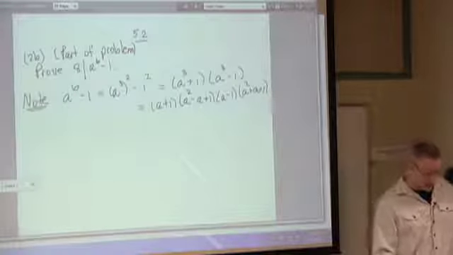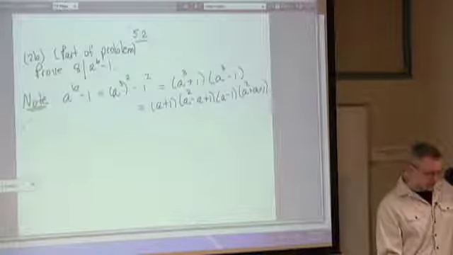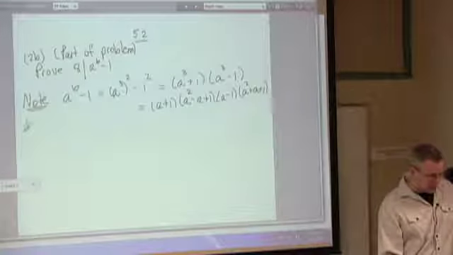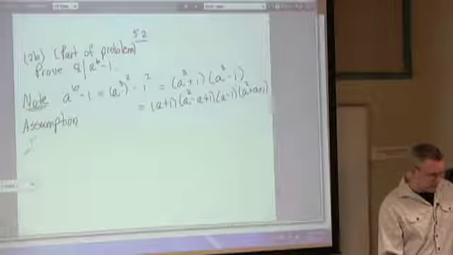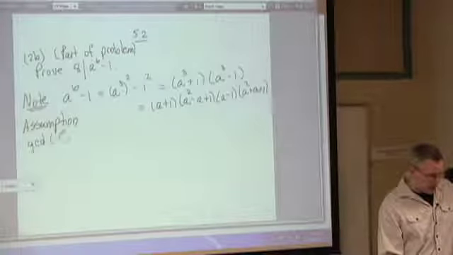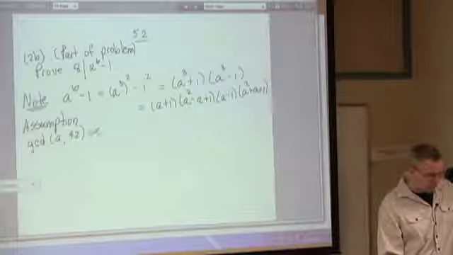Okay, so what was the assumption in the problem, which I didn't write down? Somebody can tell me if I screw this up because my book is closed. The beginning of the problem is that the GCD of A and 42 is equal to 1, right? Did I get that right?